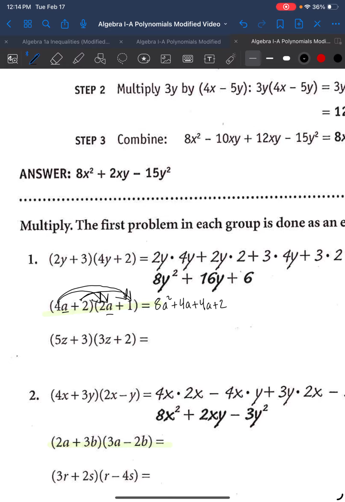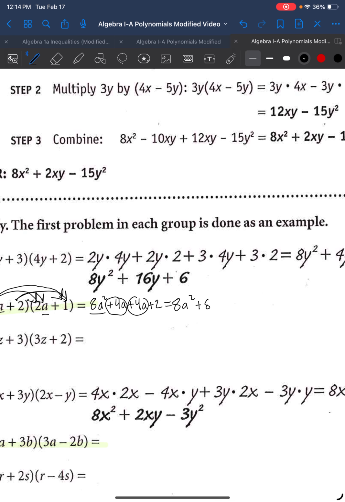Now I still have to look for like terms. So this 8a squared, there's no like terms with it, so I'm just going to write 8a squared. The plus 4a and plus 4a do match each other, so that's going to be plus 8a. And then we've just got this plus 2 by itself with nothing to match it with. So plus 2, and this is your answer. Okay, try that for the next one.